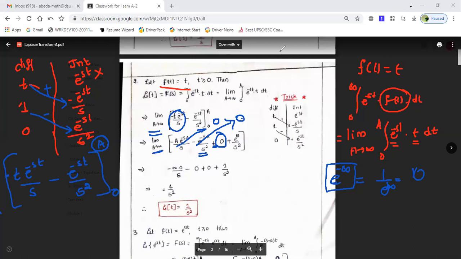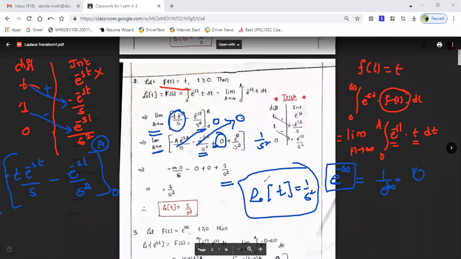Okay, so therefore what we do now here, this is equal to 1 upon s square. So here this is 0, this is 0, this is 0, this is 1 upon s square. The answer is Laplace transform of t is equal to 1 upon s square. So whenever we are solving such problems, only applying the limit is very, very important.